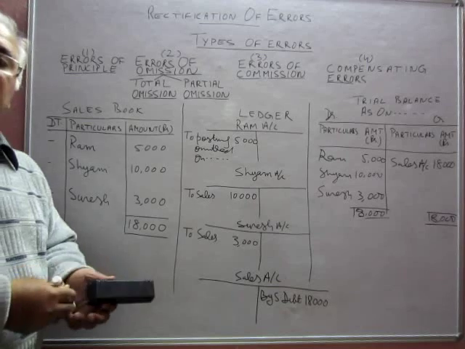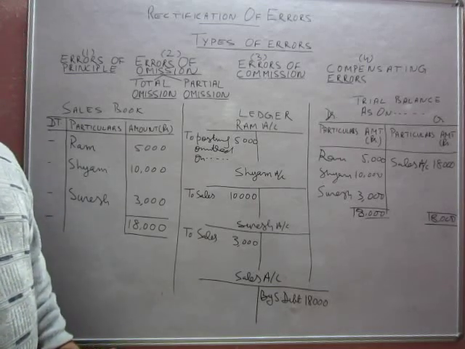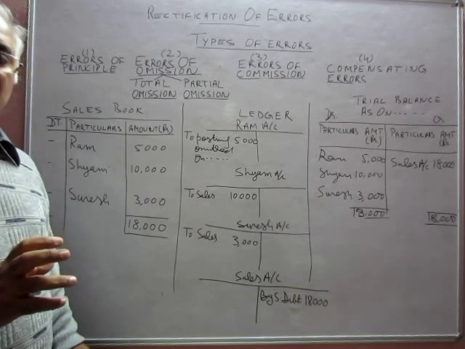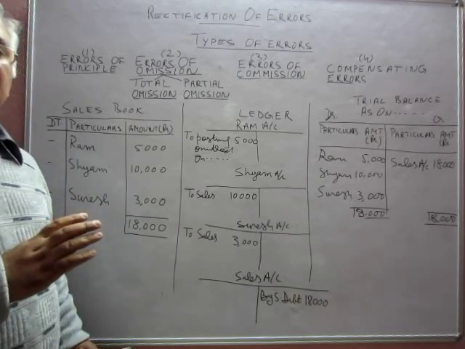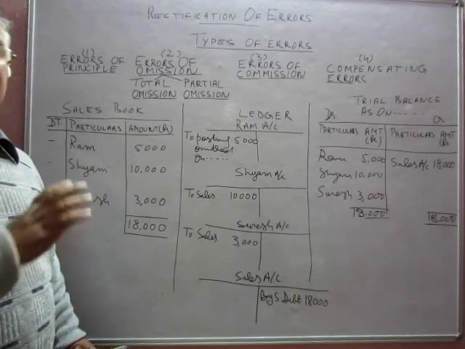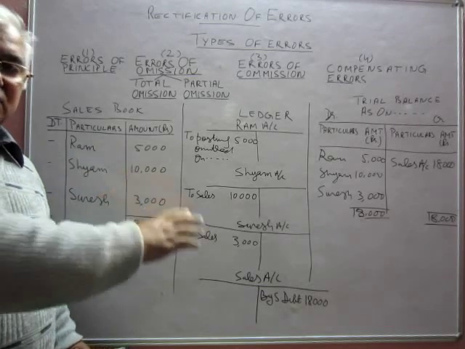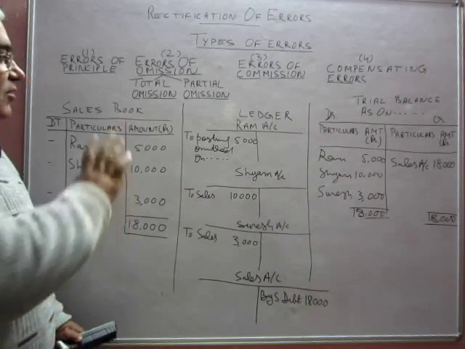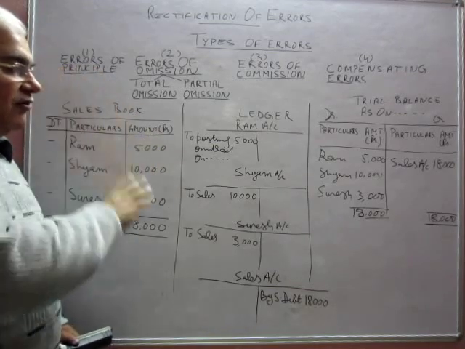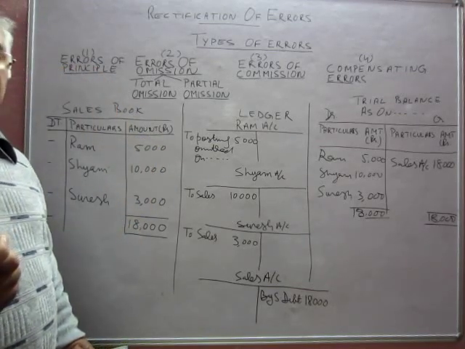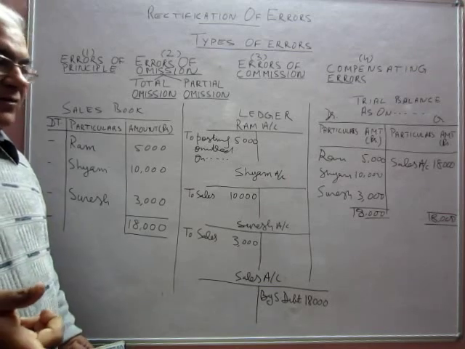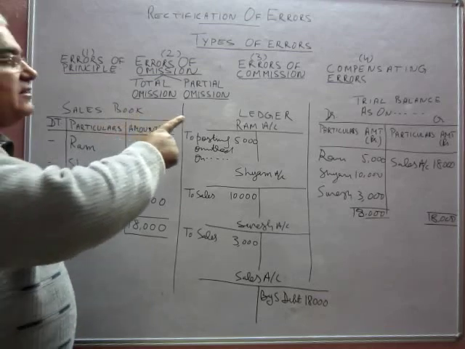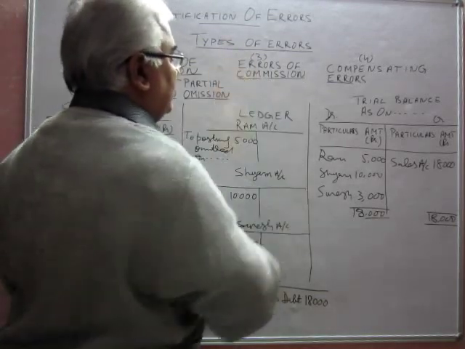The other way of doing it is through the suspense account. Now how to rectify these errors through the suspense account, I will come to that at a later stage. First of all, you must understand what kind of errors are there and how we rectify them. You must remember that we can rectify them through the suspense account also. Okay? Now the next set of errors is errors of commission.